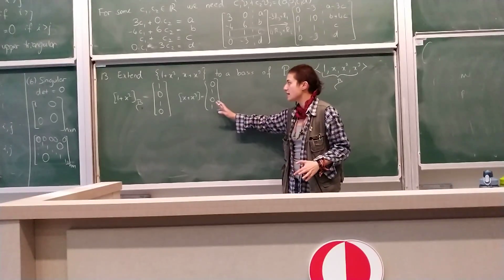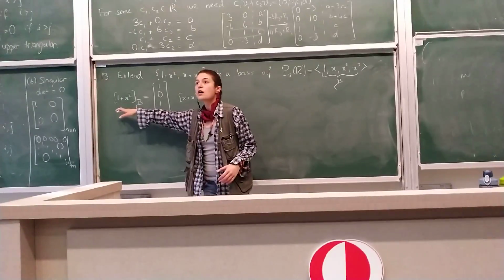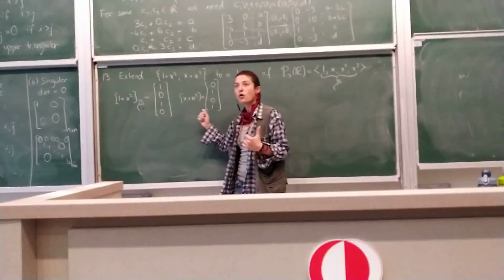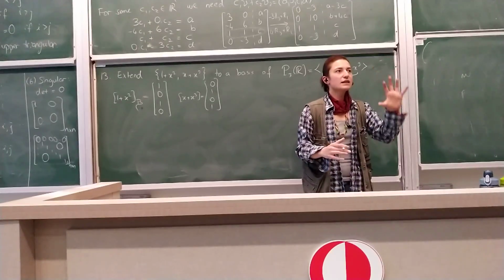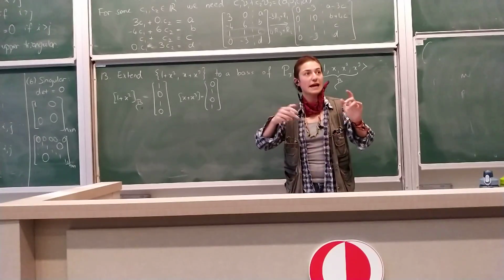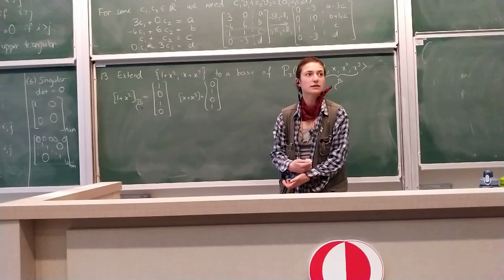So adding polynomials will correspond to adding their coordinate matrices. Okay? This is just making something look nicer and more manageable somehow.